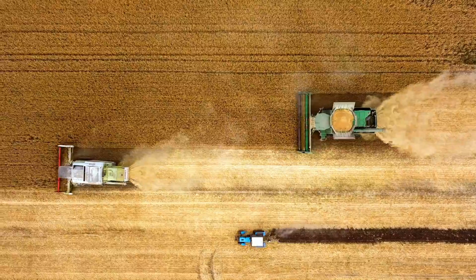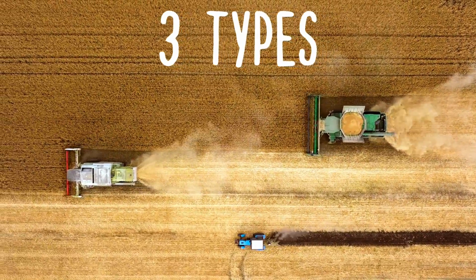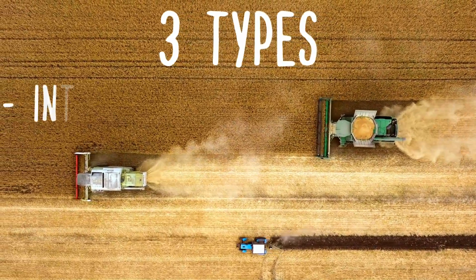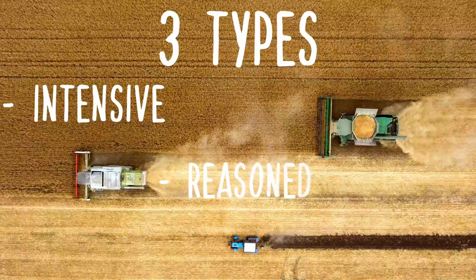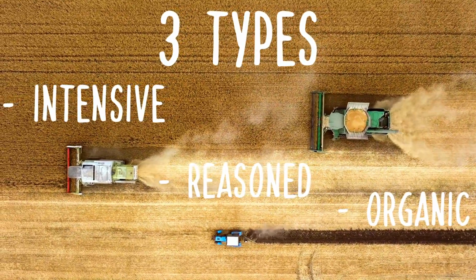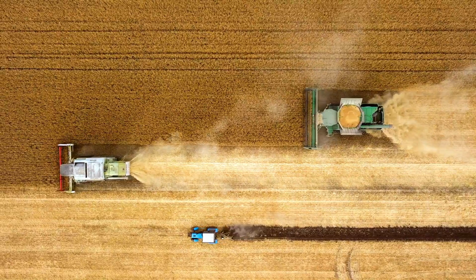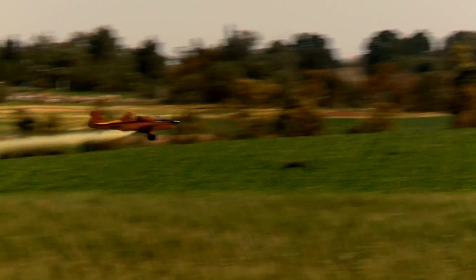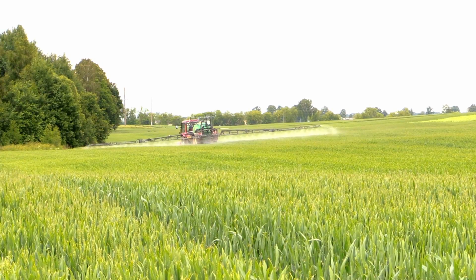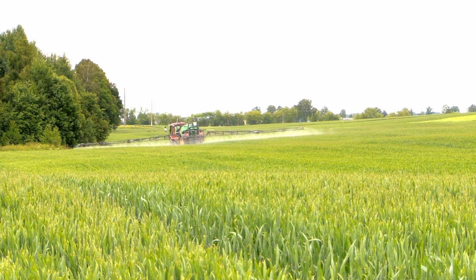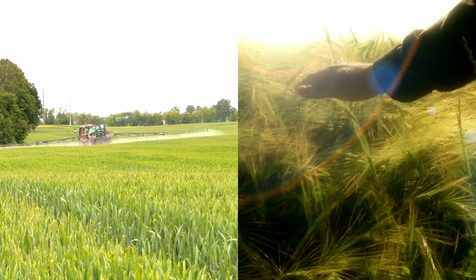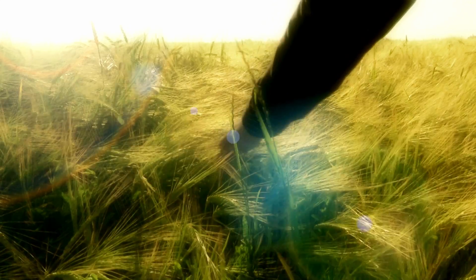So, in France at least, because I don't know, maybe in your country, there are three different types of cultivation. Intensive cultivation, resonant cultivation, and organic cultivation. But I won't go into details here. If you want a video explaining everything in detail, let me know in the comments, and I'll make one. In short, intensive cultivation is intensive, with the use of chemicals. Resonant cultivation falls between organic and intensive cultivation, and organic cultivation is more natural.